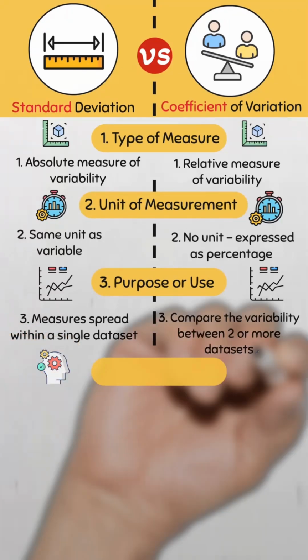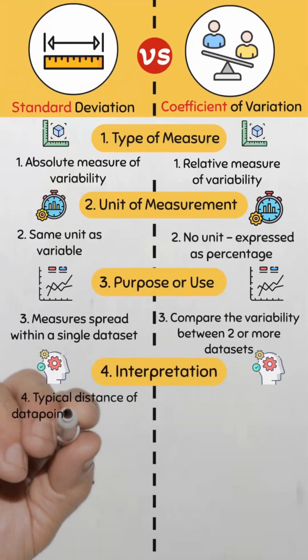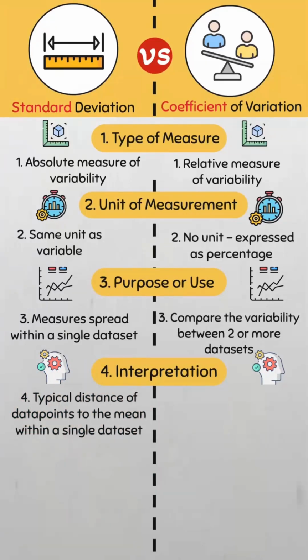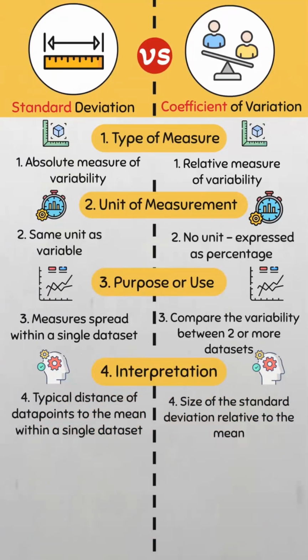Now, difference number four, interpretation. Standard deviation tells you the typical distance of data points from the mean, i.e., how much on average things differ from the mean. Coefficient of variation, however, tells you how big the standard deviation is compared to the mean. So it is the standard deviation expressed as a percentage of the mean. A higher CV means more variability relative to the mean. So imagine you're looking at the number of doctor visits per month in two communities. One community might have a higher average, but if its CV is lower, it means their doctor visits are more consistent compared to the other community.